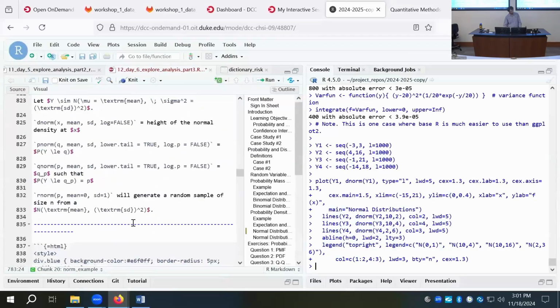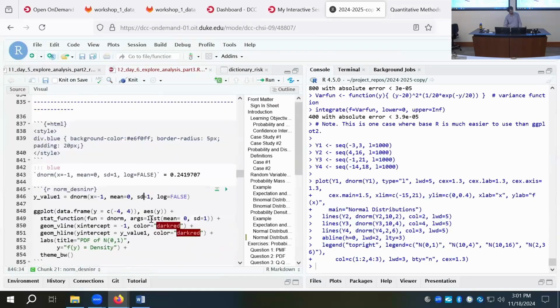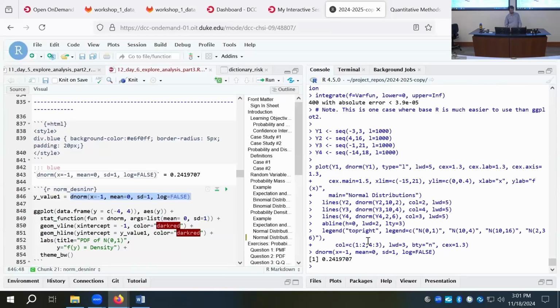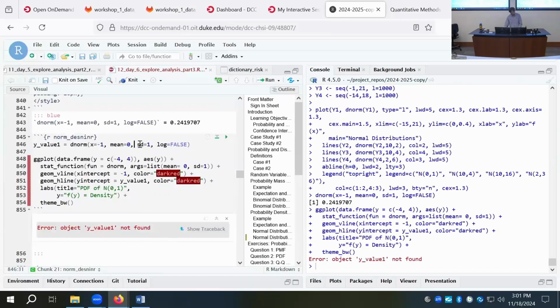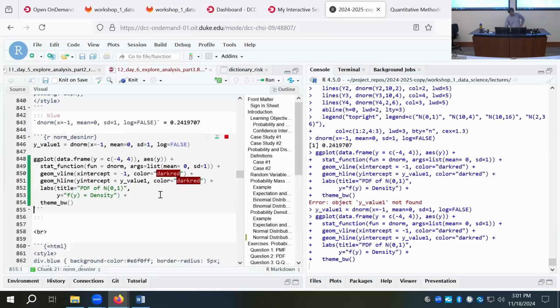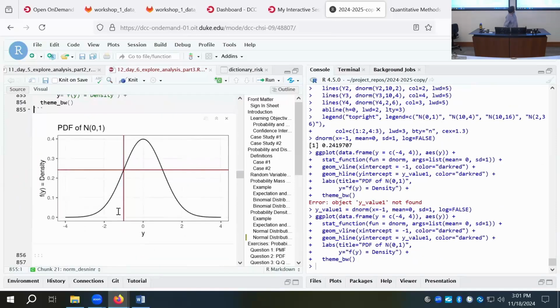If we looked at this data, so we say dnorm, and we want to know at x equals -1, it's going to tell us the height of that curve is 0.24 at -1. So if we plot this, it's basically saying, all right, there's -1 right here, and where it intersects this line is at 0.24. Okay.